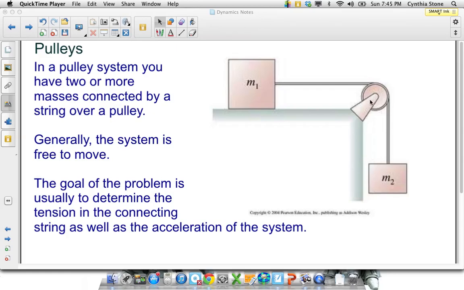It's just that they're going to share an acceleration, right? And usually you're looking for the tension in this connecting string, and you have to assume the tension's constant throughout the whole string. So this is connected right around the pulley. You assume it's constant. And almost every problem that we do involves finding the tension and the acceleration.